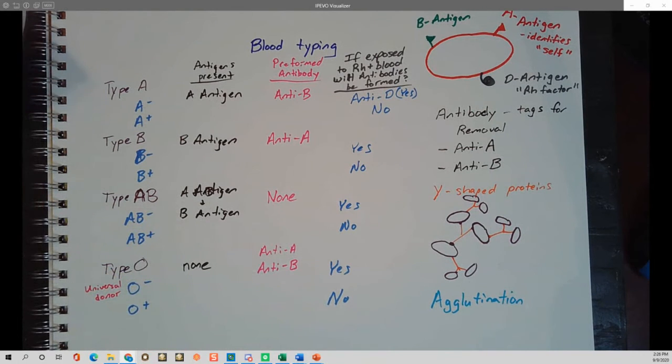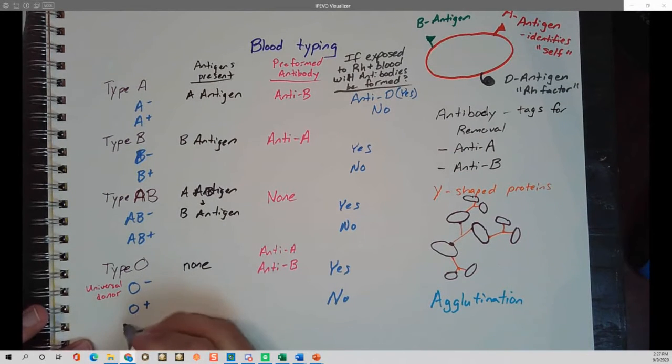O negative is the number one sought after blood type on the face of the planet. If you are O negative, Red Cross will call you every single day. They want your blood. They want to suck your blood. It's relatively rare. It's the second most rare of the blood types. The most rare blood type is AB negative. By the way, the most common blood type is O positive. Probably about 60% of the world population is O positive. This is by far the most common blood type.